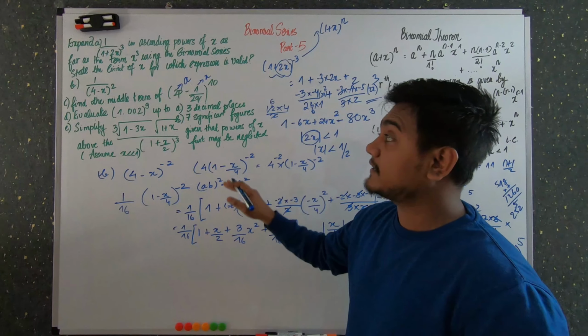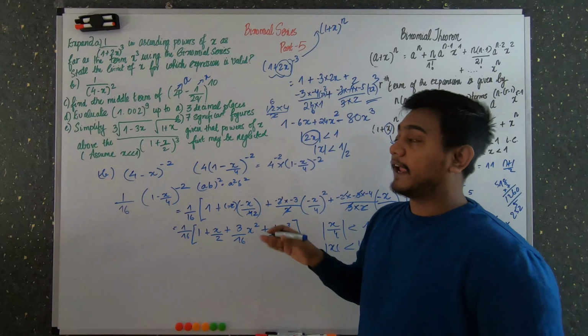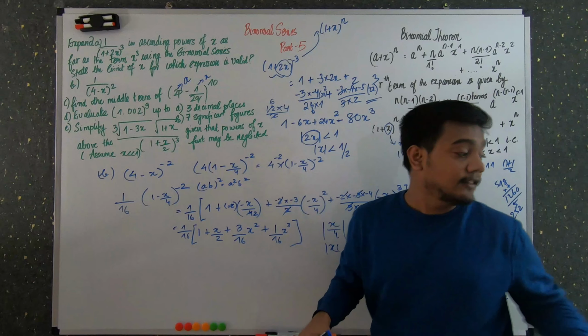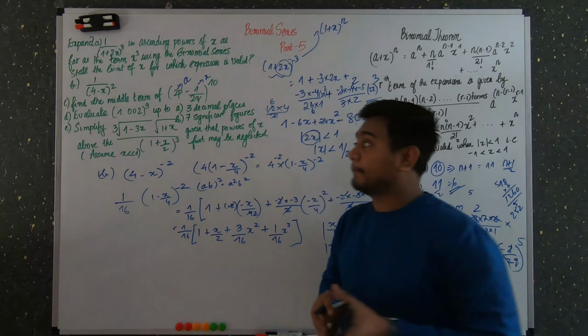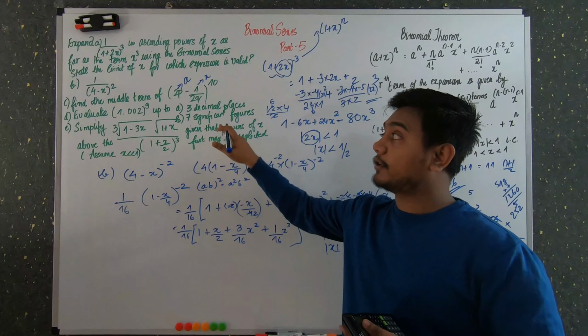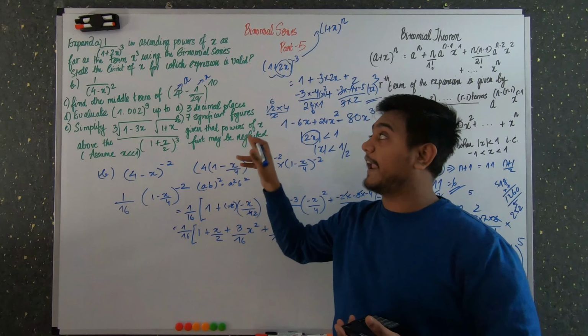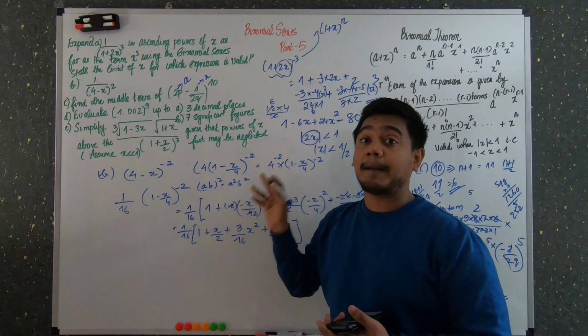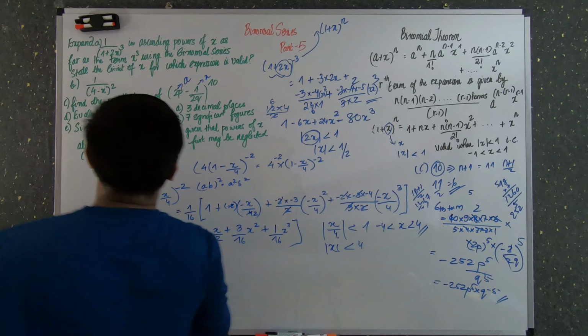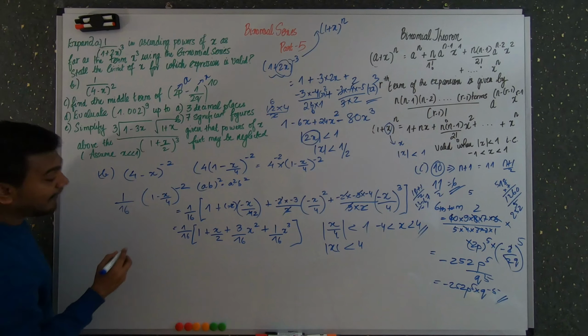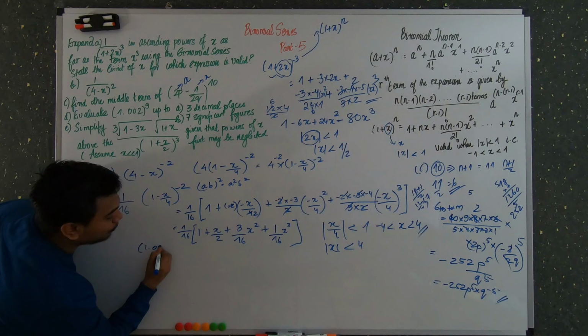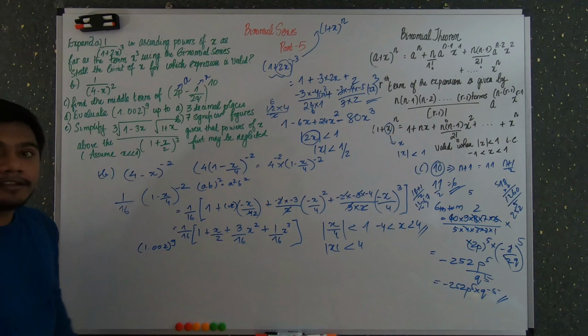Okay, now let's discuss the fourth problem. Again important, now I need a calculator for doing further problems. Evaluate 1.002 whole raised to 9 up to 3 decimal places and up to 7 significant figures. Okay, the problem is what? Evaluate 1.002 the whole raised to 9, right?